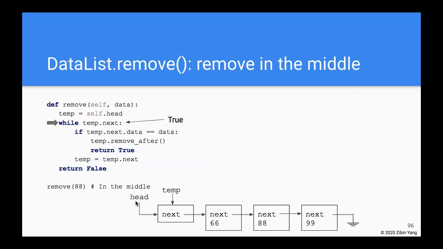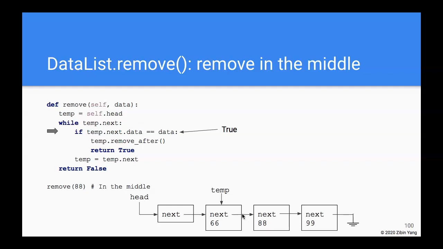So now let's actually step through one example to make sure that it works. So let's try to remove the number 88. So we start the temp at the head, and we look at temp.next. That's obviously true. So we look at temp.next.data, that is 66, is it equal to 88? No, so it's false, and we advance the temp pointer to the next one. We come back here, temp.next, that is pointing to something, so that is true.